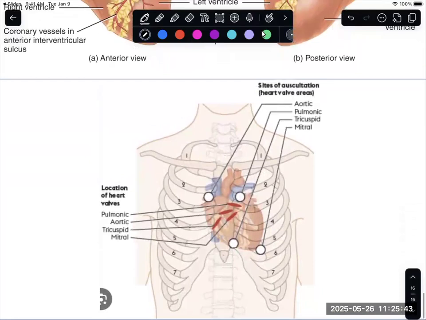This is a really nice picture because it shows the different areas that we listen to and what we can hear. The spaces between the ribs are called those intercostal spaces. So on the right side of the sternum, in that second intercostal space is where we listen for that aortic valve. On the left side of the sternum, in that second intercostal space is where we listen specifically for that pulmonic valve.